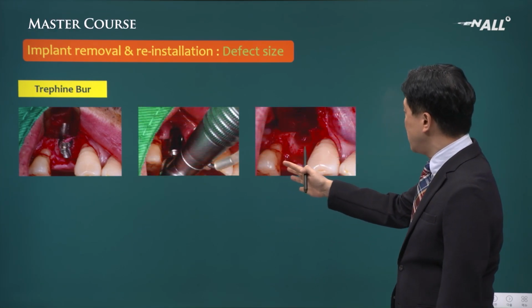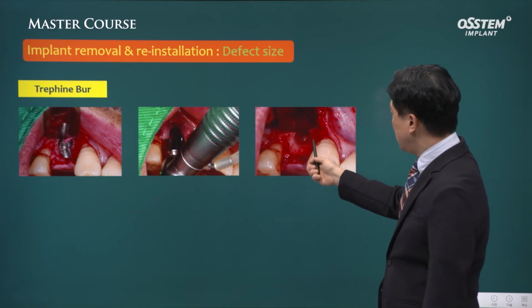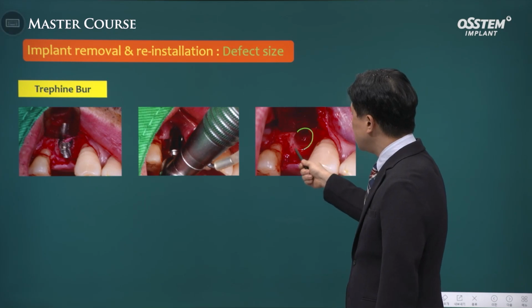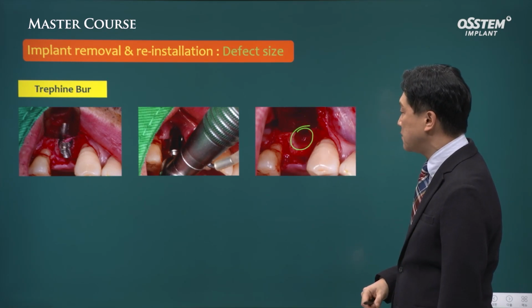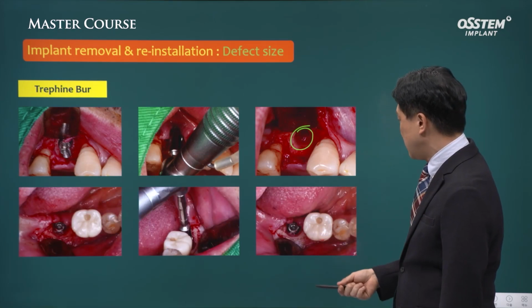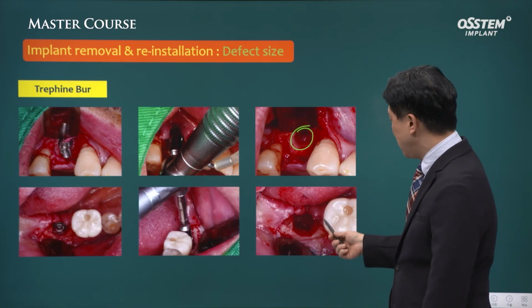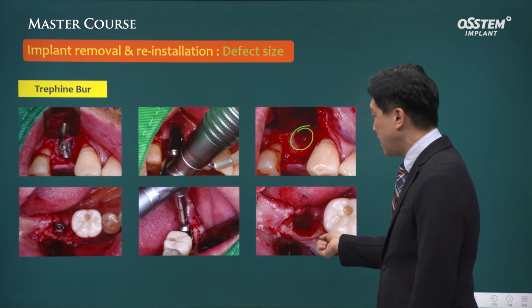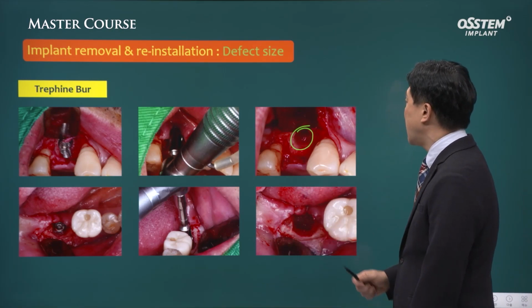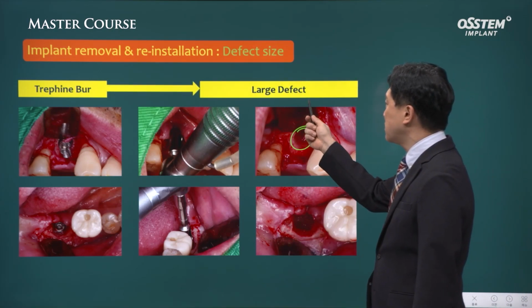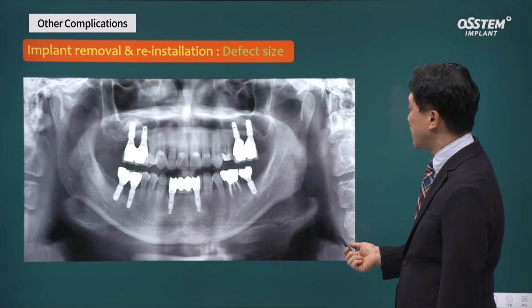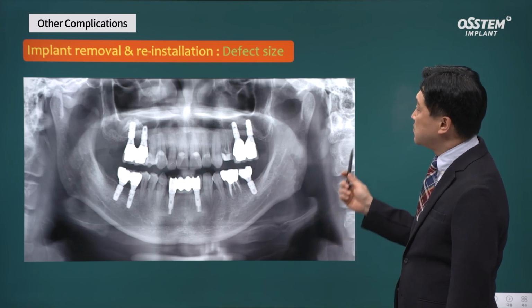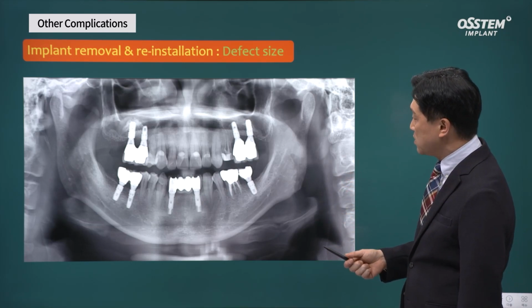In the case of the trapline drill, when you use it, a significant defect that is bigger than the diameter of the implant can be formed. Regardless of any situation, if you use the trapline drill, significant bone loss can occur, so the defect can be quite significant. Let's take a look at the defect size aspect.